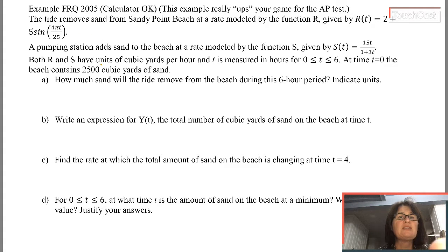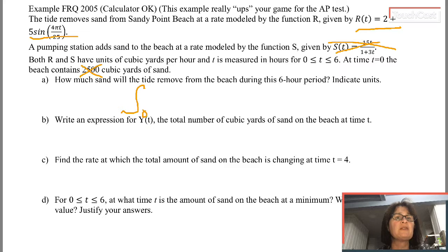So it has nothing to do with how much sand was there at the beginning. It has nothing to do with how much sand is getting pumped in. Those things aren't going to help us answer question A. Question A is just about how much sand gets taken off the beach by the tide, and we have the rate at which that happens. So I'm going to integrate that rate.